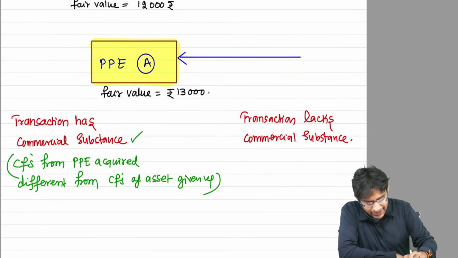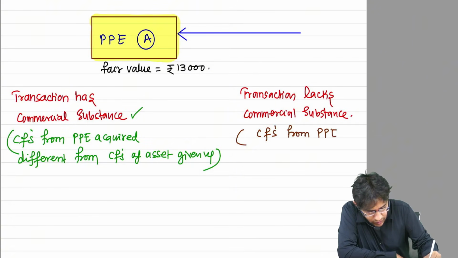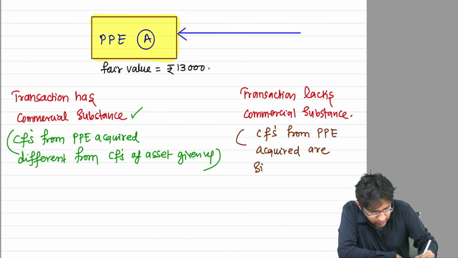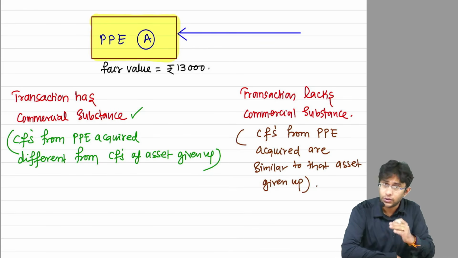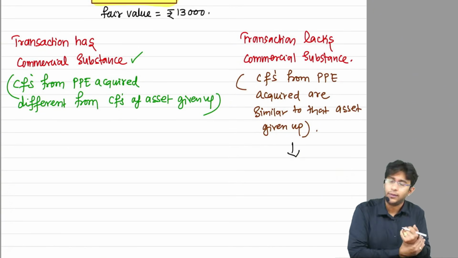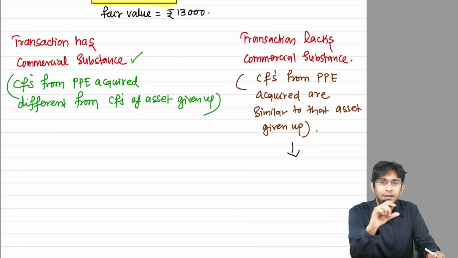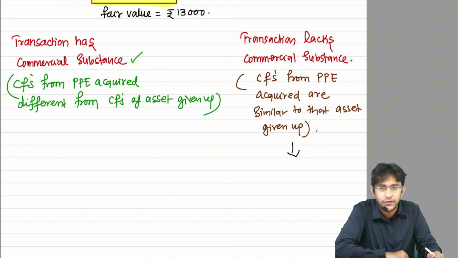Okay, anyway. So let's say the transaction lacks commercial substance, which means what? Cash flows from PP acquired are similar to those of the asset given up. First, I will tell you the second part, that's very easy to understand. You are telling me that whatever asset you have acquired and whatever asset you have given up, they both have the capability to give you the same kind of cash inflows in future.